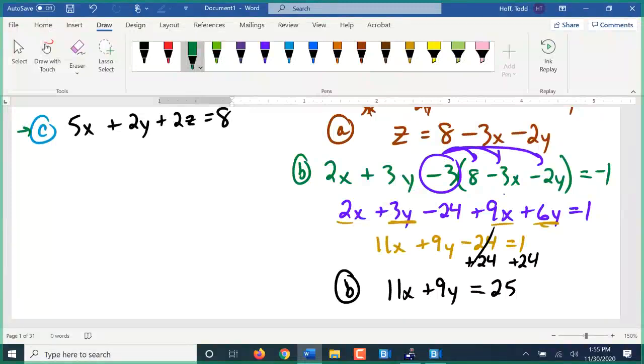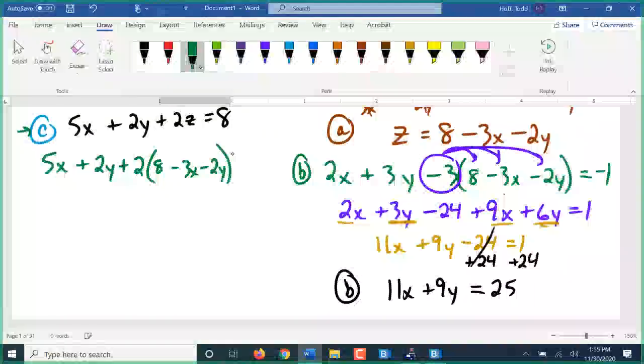So we still need to go back to equation C and put that expression in for z, equation A. So in equation C, I have 5x plus 2y plus 2z. Well, for z, we're going to put in 8 minus 3x minus 2y. That equals 8.